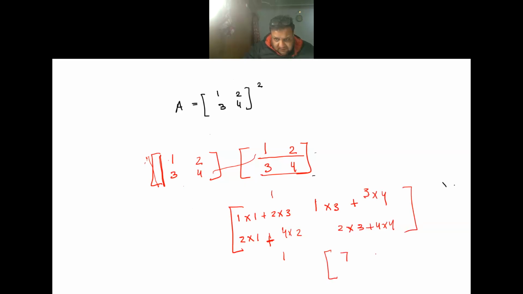So this is giving 7. This is giving 12 plus 3, 15, correct? And this is giving 8 plus 2, 10. And this is 16. 16 plus 6, 22. Now what is asked? Trace, right? Trace of it, that would be lambda 1 plus lambda 2. So it will straight away be 22 plus 7. So this is the value I'm going to get, 29.